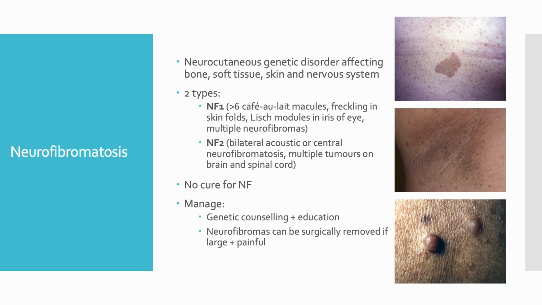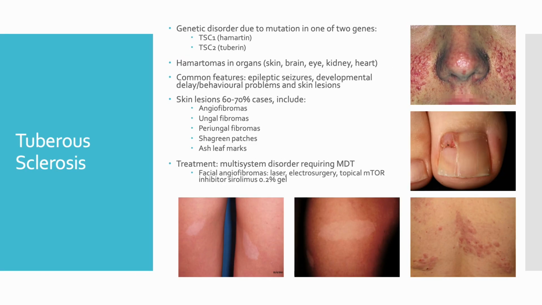Neurofibromatosis type 2 tends to be associated with bilateral acoustic neuromas or central neurofibromas and multiple tumours on the brain and spinal cord. So NF1: multiple café-au-lait patches, axillary freckling, Lisch nodules, multiple neurofibromata in the skin. There's no cure for this condition. It's managed by genetic counselling, education, and large troublesome neurofibromata can be excised.